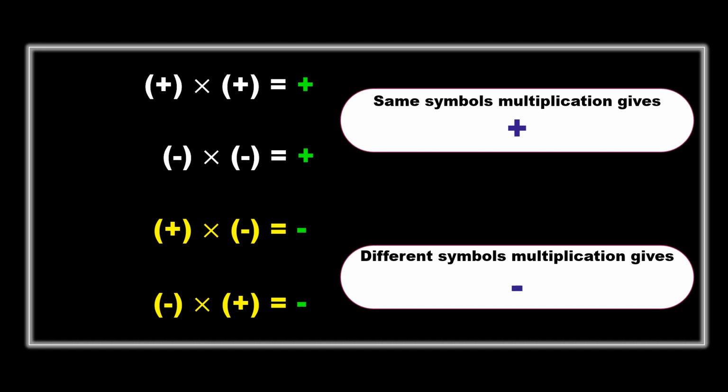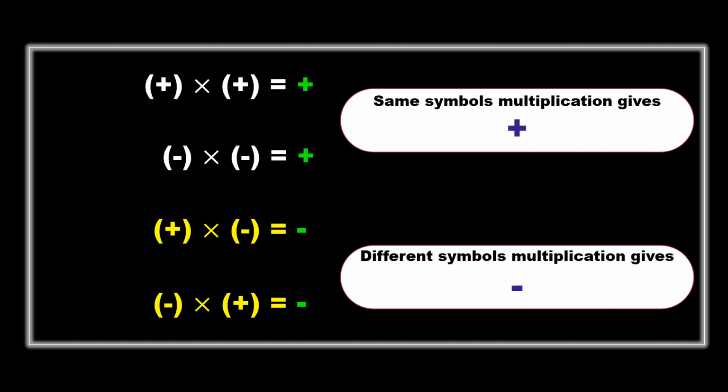Same thing you should remember here. Very important thing. The same symbols multiplication gives plus. Whenever plus into plus, you should get plus only. Minus into minus means you should get plus only. Different symbols multiplication gives minus. So these three rules are very important.